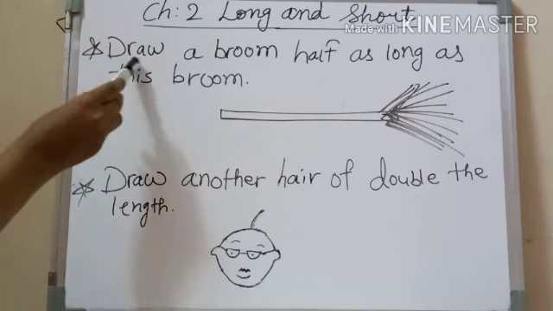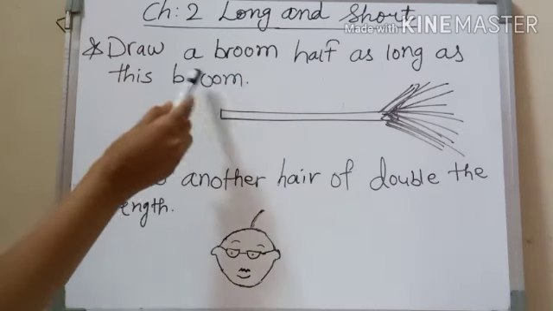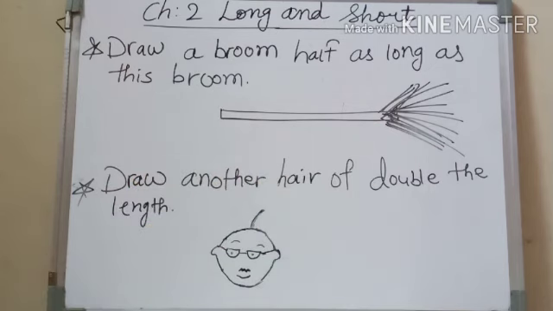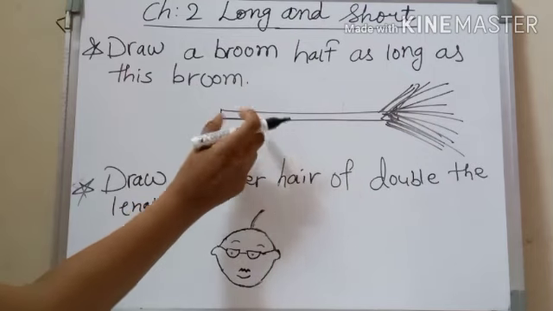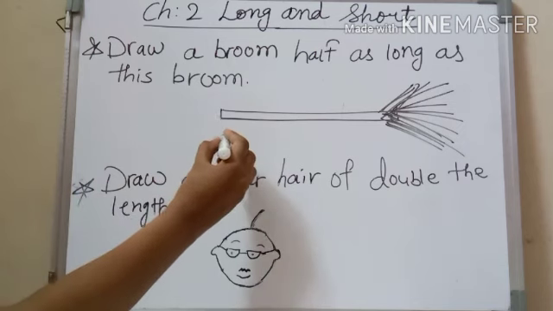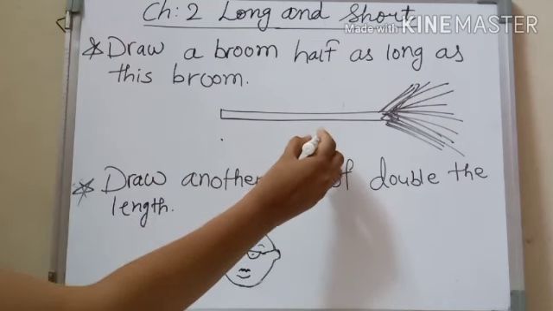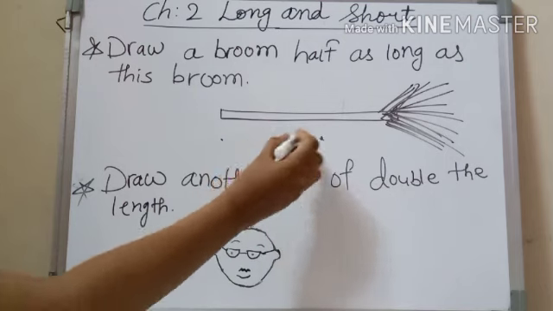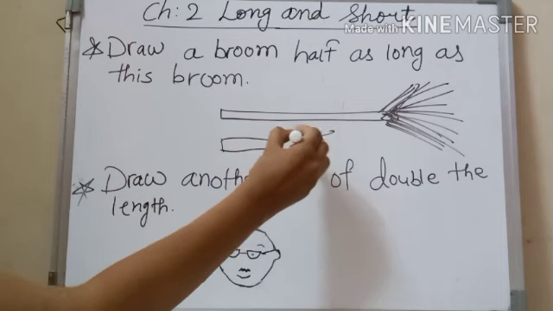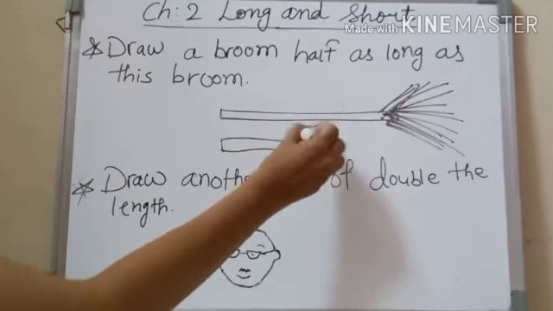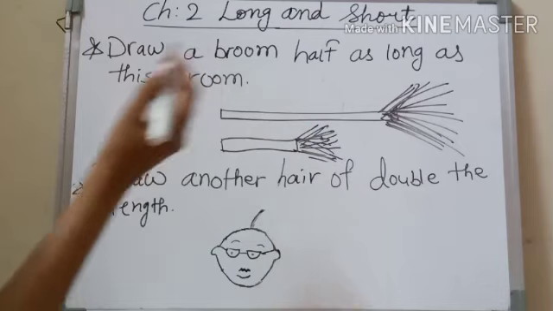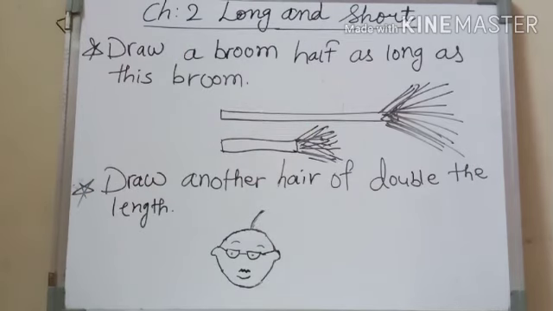The next question is: draw a broom half as long as this broom. First we have to measure the length of this broom. Suppose the length of this broom is 10 centimeter. We have to draw it half, so half of 10 centimeter is 5 centimeter. First you have to take the measurement of 5 centimeter, and after taking the measurement, you have to draw the broom. So the length of this broom is 5 centimeter, half of this broom. Understood, students?